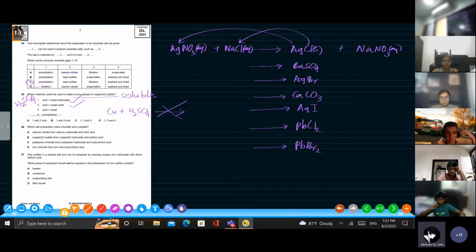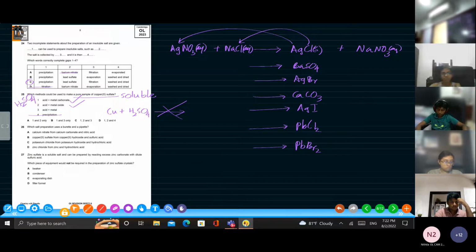Those are the trickiest questions, right? Only done well by the students who have sharp knowledge of the syllabus. So then write down, this is okay if it is not copper. It is not silver, not gold. Anything above, okay. Therefore, the answer is 1 and 2. Which salt preparation uses the burette and pipette?